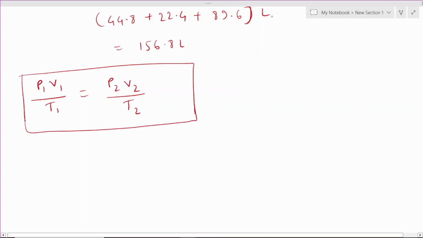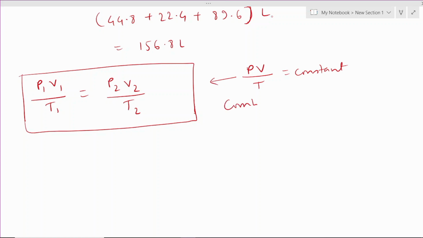This comes from PV upon T is equal to constant. This is the combined gas law, where P1 is the initial pressure, V1 is the initial volume and T1 is the initial temperature, and P2 is the final pressure, V2 is the final volume and T2 is the final temperature.